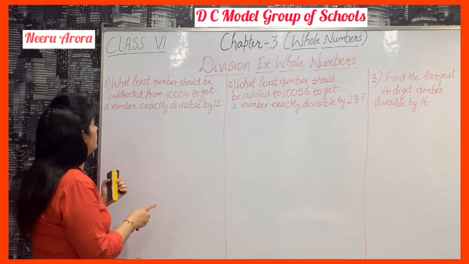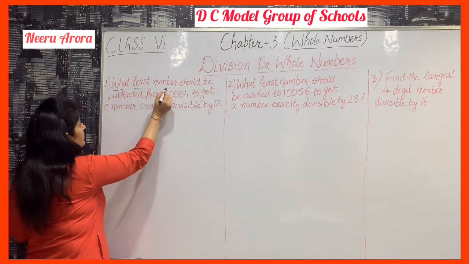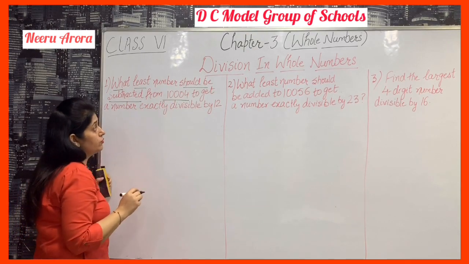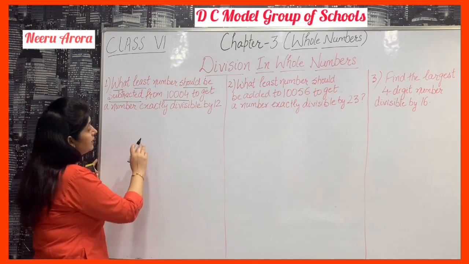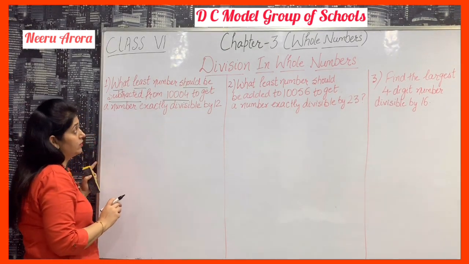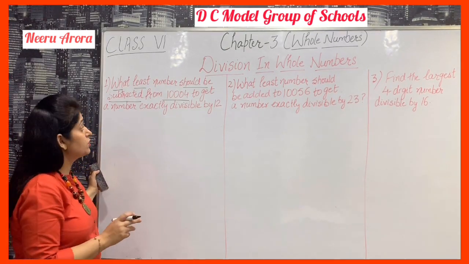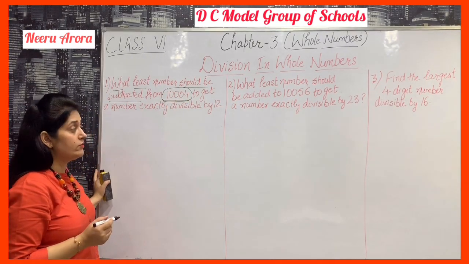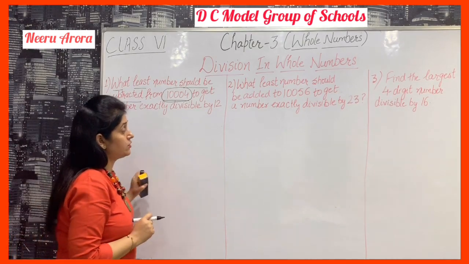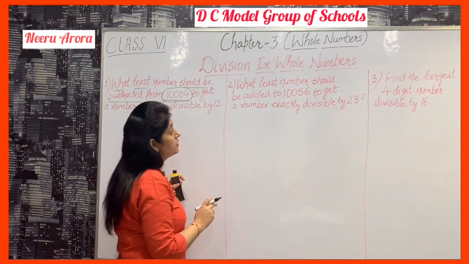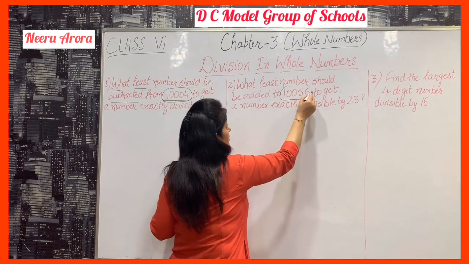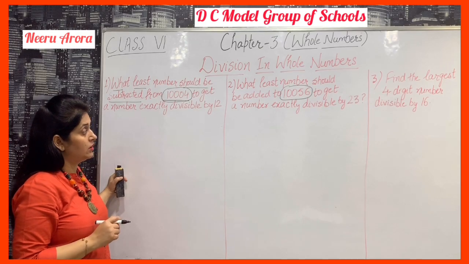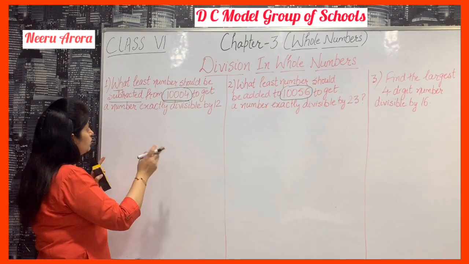What least number should be subtracted from 1004 to get a number exactly divisible by 12? What's the question? What least number should be subtracted from this so that the number is completely divisible by 12? And the next question is, what least number should be added to this to get a number exactly divisible by 23?